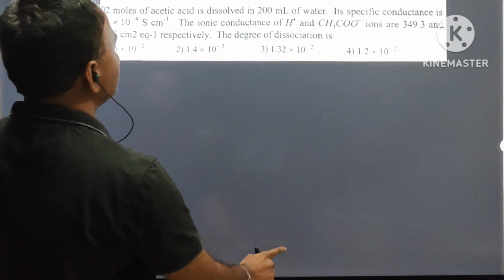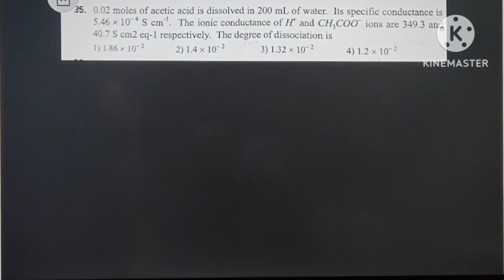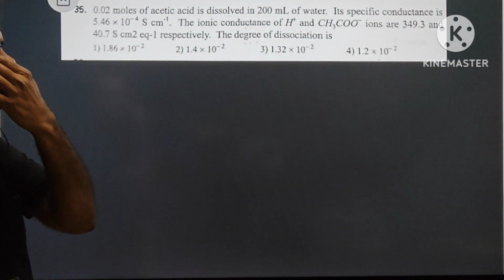You can see the group. Okay, if you get any confusion in reading the question.